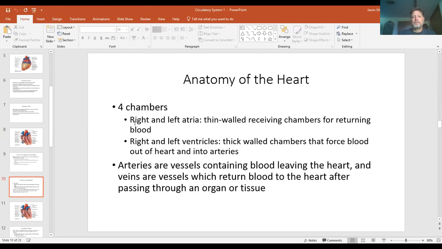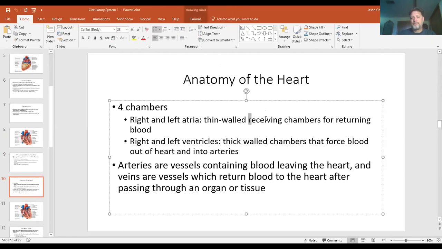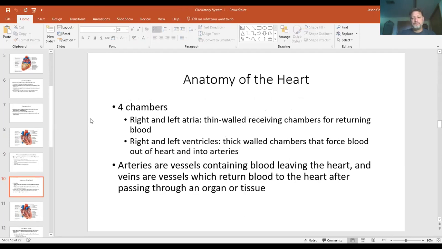Remember, there are 4 chambers, right and left atria. These are thin-walled, and again, these are receiving chambers. Blood's returning to the heart in these. They are thin-walled, so there's not a lot of muscle in them. That's going to be important when we talk about contractions, because they don't have a lot of muscle, so there's not a lot of electrical conductivity going on in them. The right and left ventricles are much thicker because they're the ones that are squeezing and pushing the blood to go elsewhere.